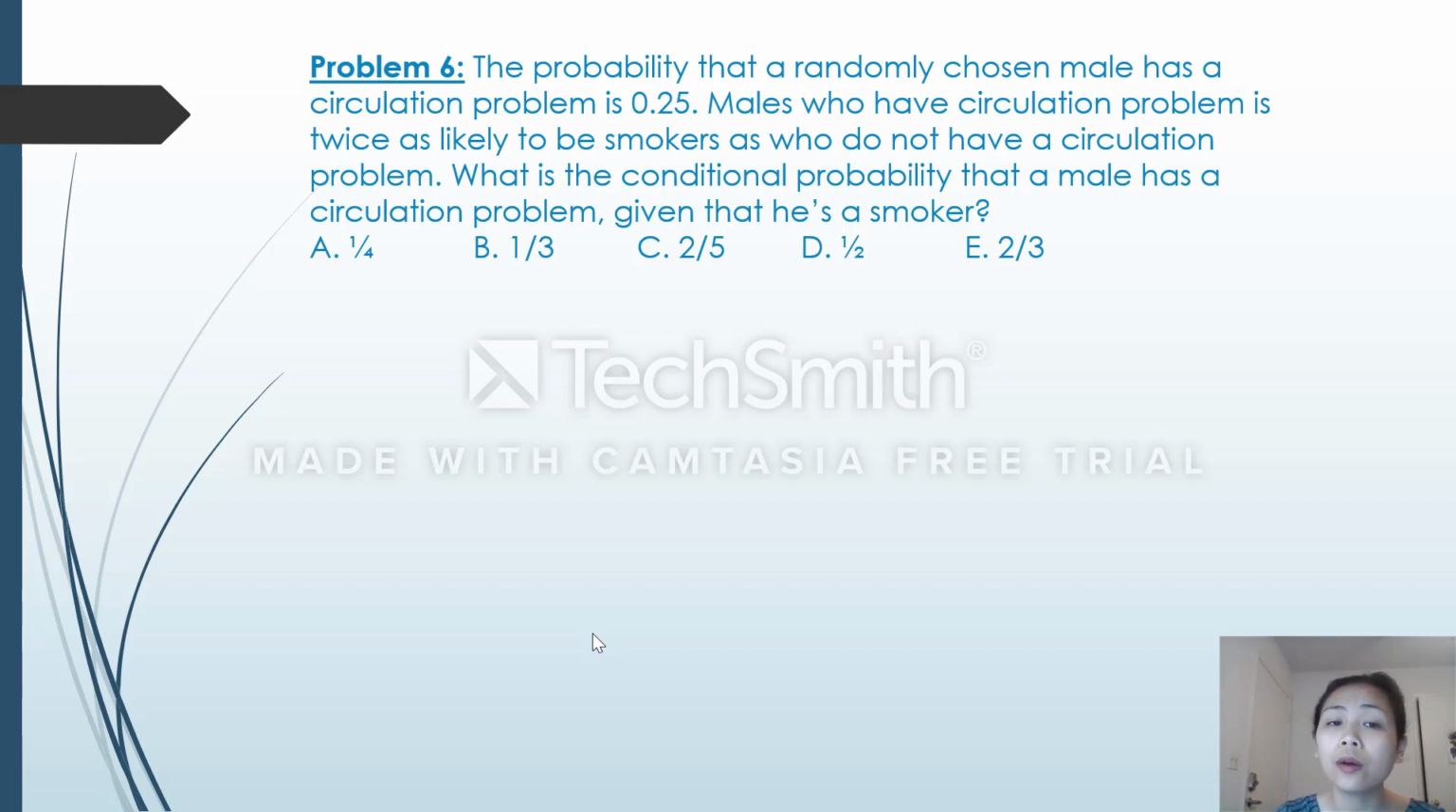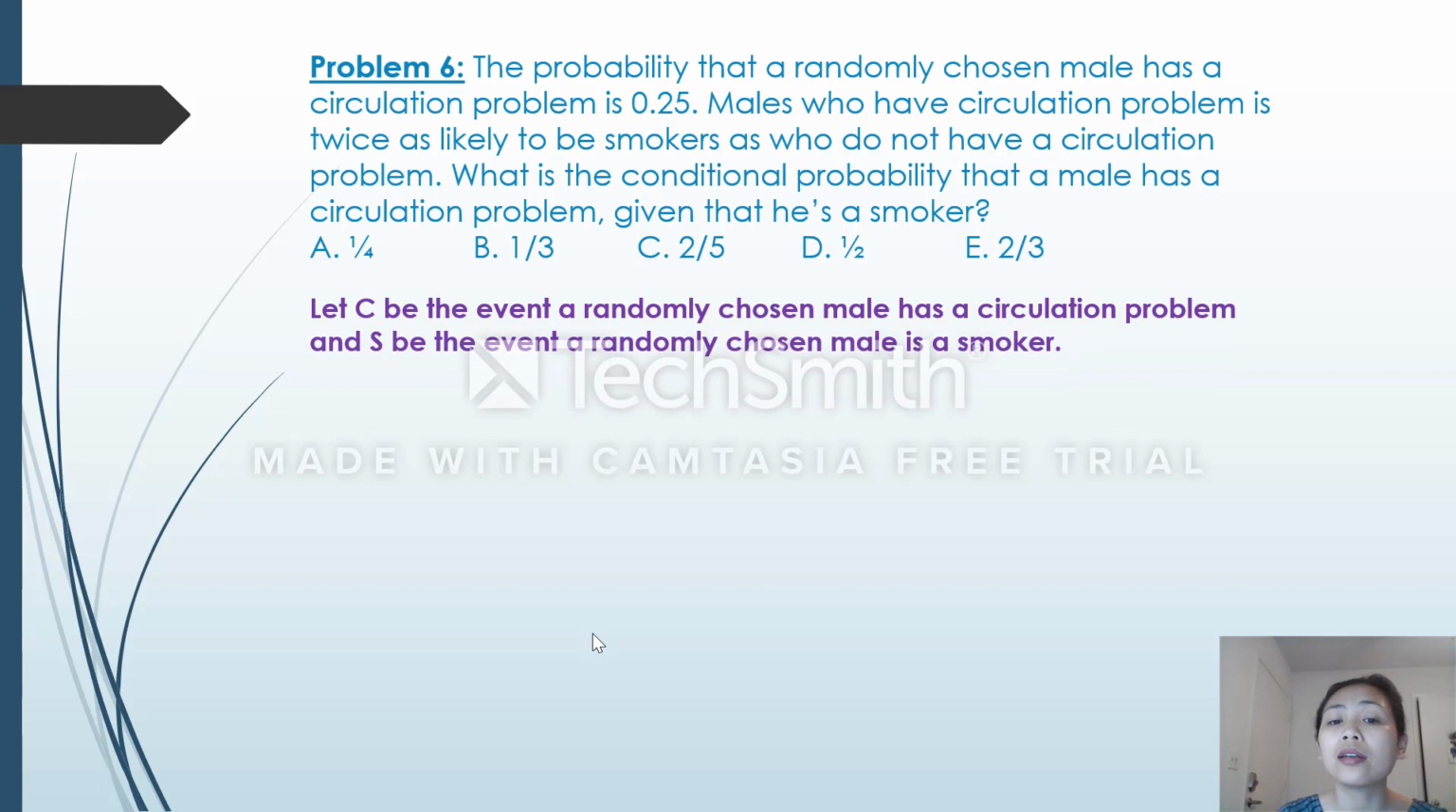So we are going to call C the event that a randomly chosen male has a circulation problem. C represents circulation. And let S be the event that a randomly chosen male is a smoker. So by the first sentence, the probability that a randomly chosen male has a circulation problem is 0.25. That means the probability of C is 0.25. Males who have a circulation problem are twice as likely to be smokers as those who do not have a circulation problem. So the probability of S given C is 2 times the probability of S given C prime.